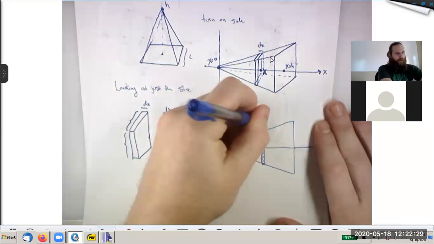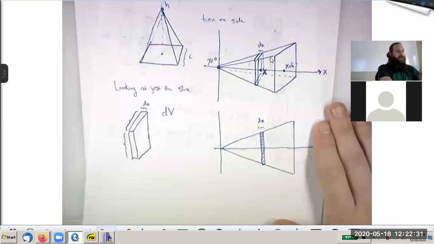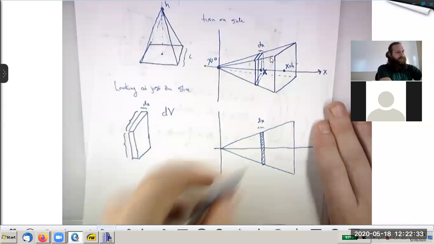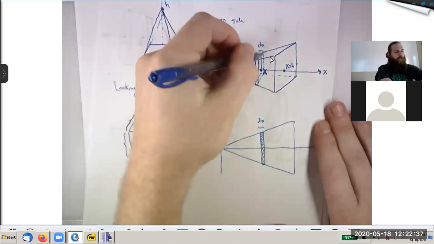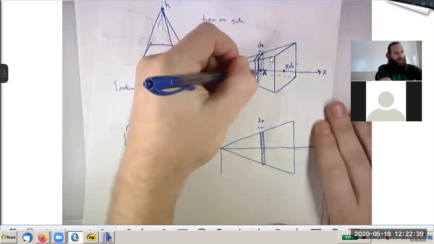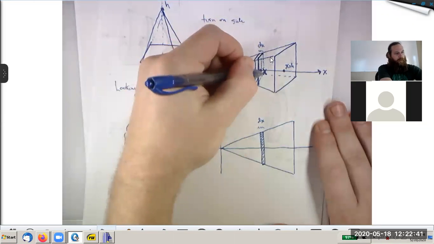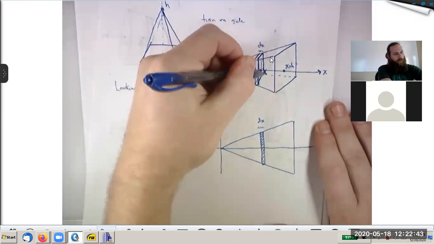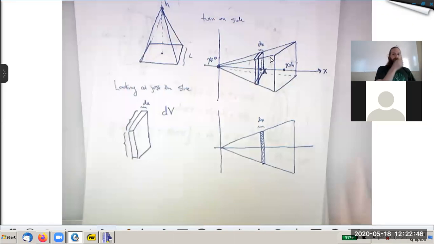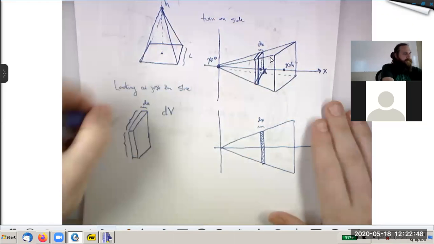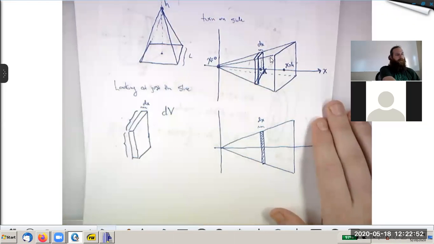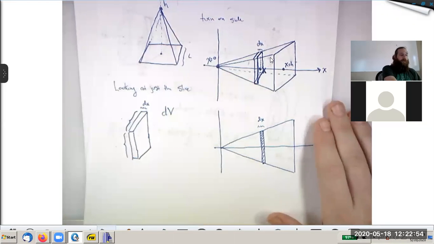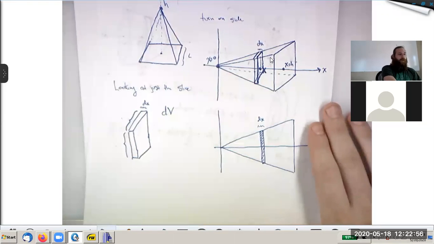This thickness, we've already said, is dx. But what I need to know is this height. This is going to be a square, right? Because the pyramid has a square base. It has that symmetry running all the way through it. So whatever this is, the same. But figuring out exactly what that is going to require a little bit of work.